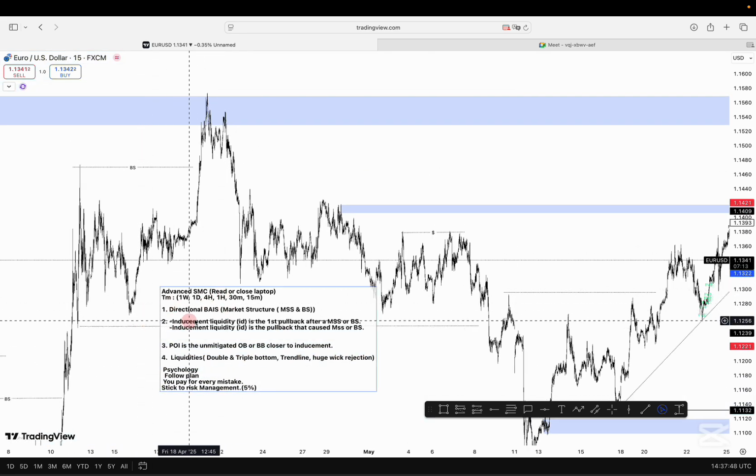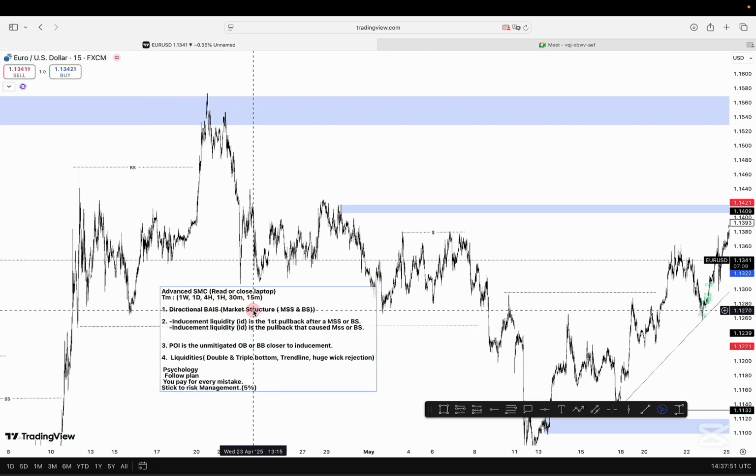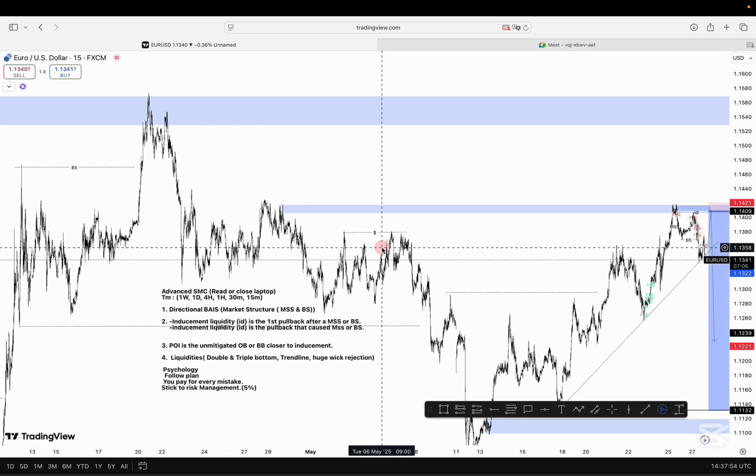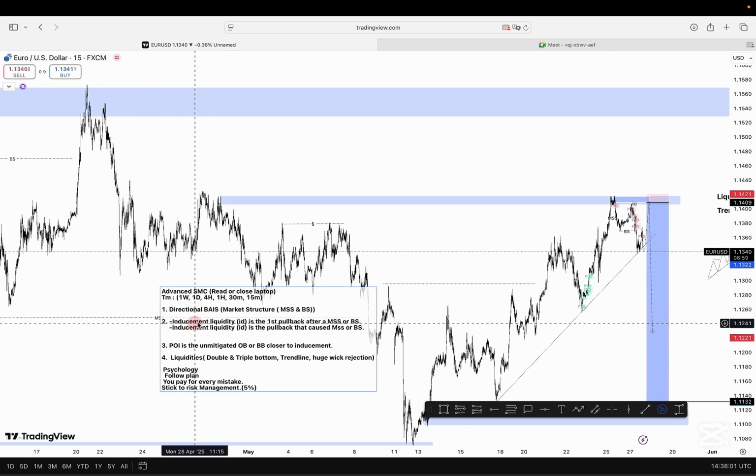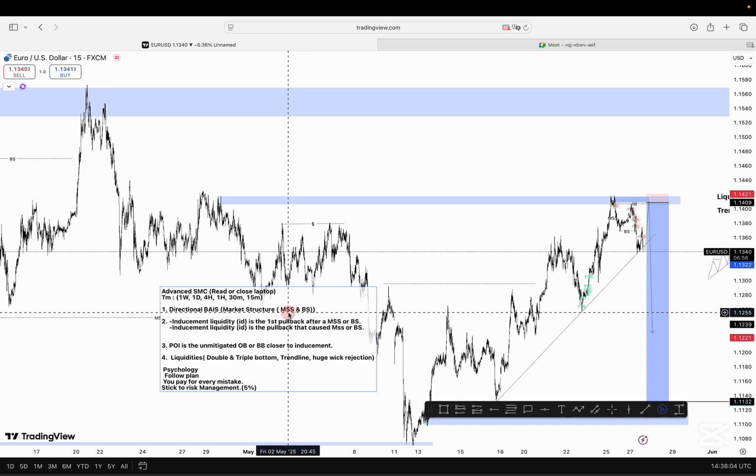First, I identify my bias, or the direction where the market is going. And in trading, the direction of the market is always your friend. You don't want to do anything otherwise. Market structure consists of two things: market structure shifts and break of structure. If you identify a market structure shift, it is telling you that price is reversing from the previous trend to an opposite trend. And then if from there you identify break of structures, it will tell you that price will continue with the trend. That will give you the directional bias.